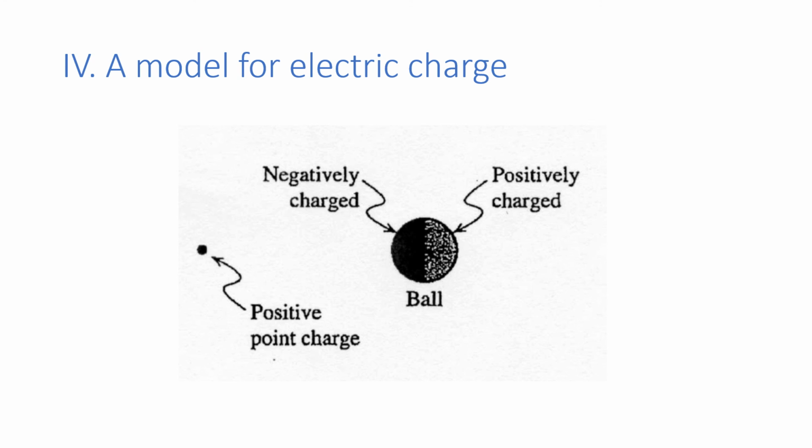So if both hemispheres were at equal distance from the positive point charge, then these two effects would negate each other. But as we can see from the picture, the negatively charged hemisphere is closer to the positive point charge, so it will attract more than the repulsion from the other hemisphere.